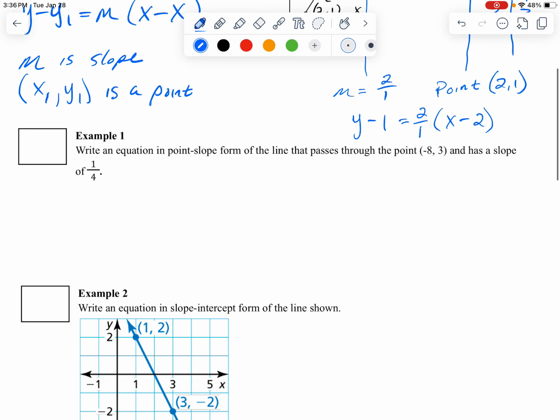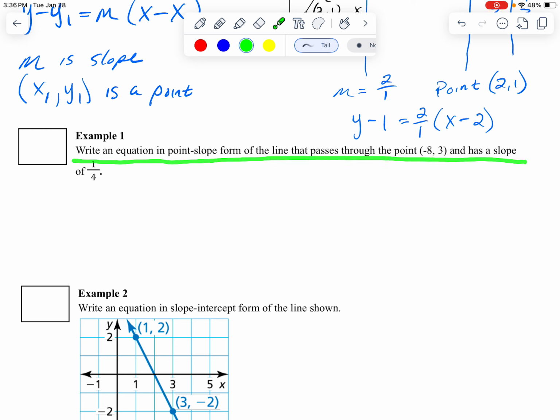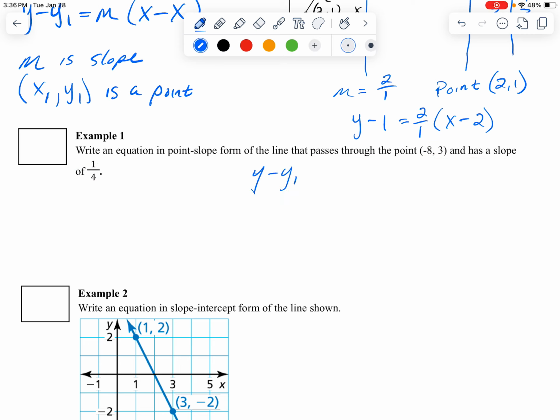So one way you might see this is if I just give you those two things, right? Write the equation of a line that passes through this point. So there's your point. It has a slope of 1/4. So we're just taking y minus y1 equals m times x minus x1, and filling in those couple things, right? Again, slope, x1 and y1. So y minus 3 equals 1/4 times x minus -8.